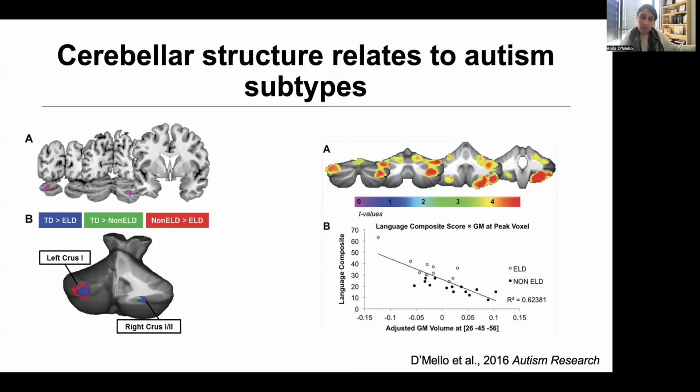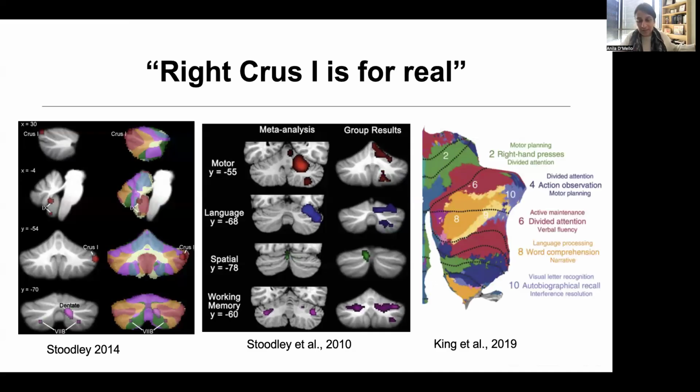We were surprised that the cerebellum turned out to be as robust, because it feels almost like cheating. Your cerebellar group, you find a cerebellar difference. Seems almost too good to be true. But this is what the data showed. When I was a grad student, I used to tell my mentor, Catherine Studley, all the time, I think right Crus I is for real. We kept finding it in autism. And in fact, even in meta-analyses done by Catherine Studley, who was my graduate mentor at the time, you consistently see this right Crus I region.